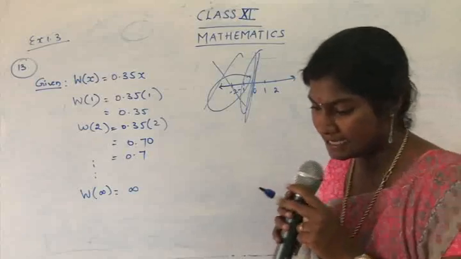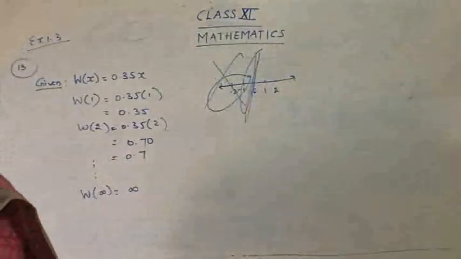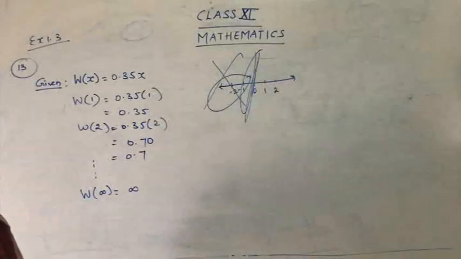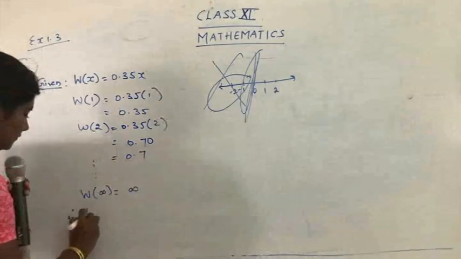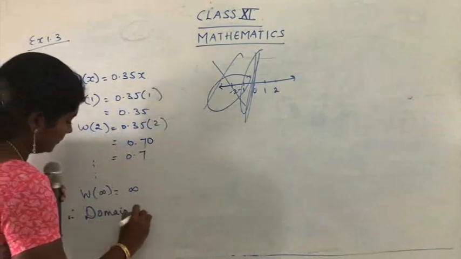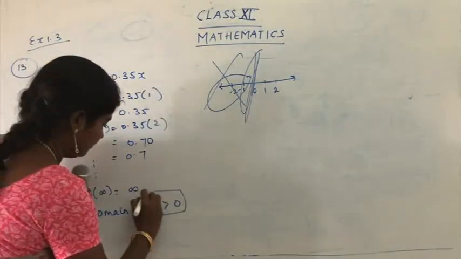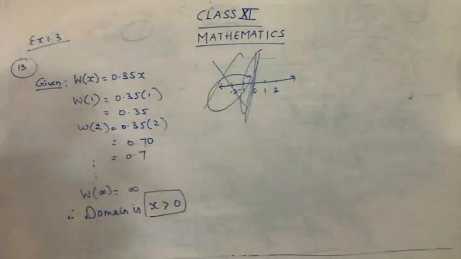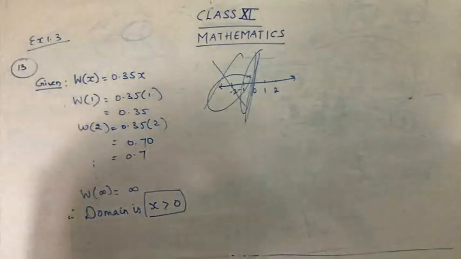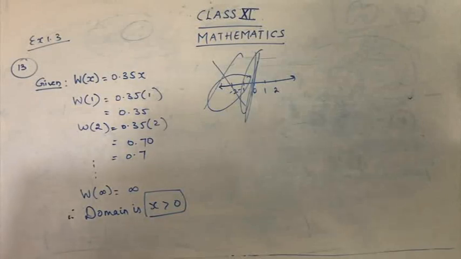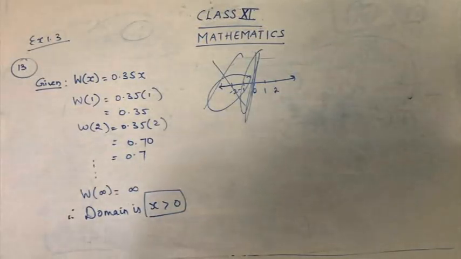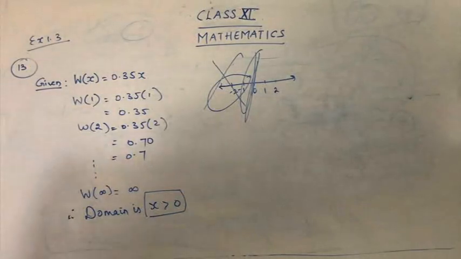So let's present our answer. Therefore, domain is X greater than 0. Of course, X will be greater than 0. It can be any value, but the condition is it will be greater than 0, 0 point something, but not 0. Okay, so we have completed our sum number 13.